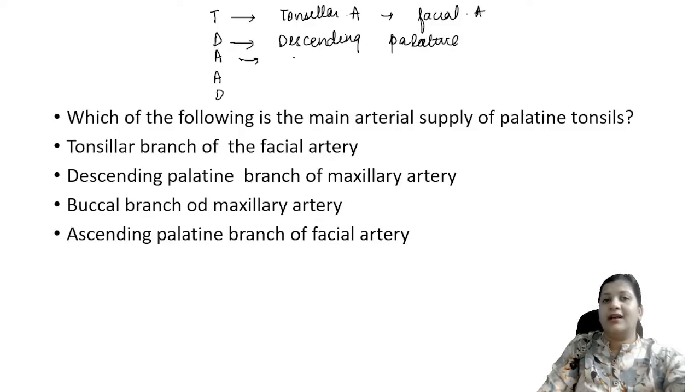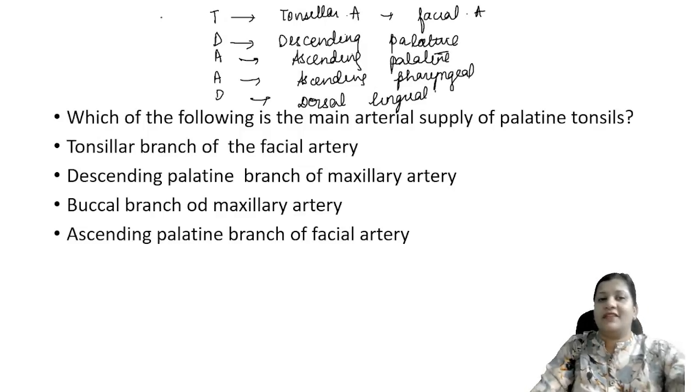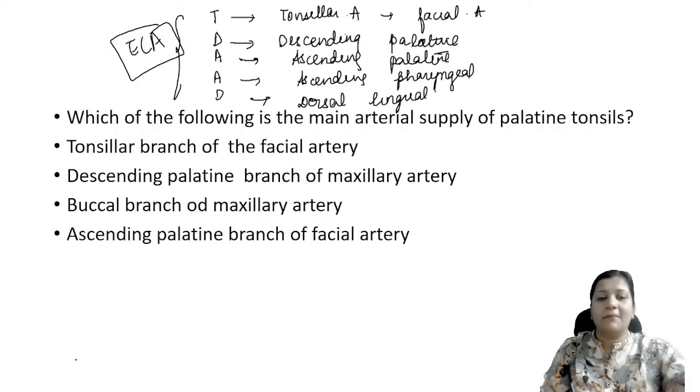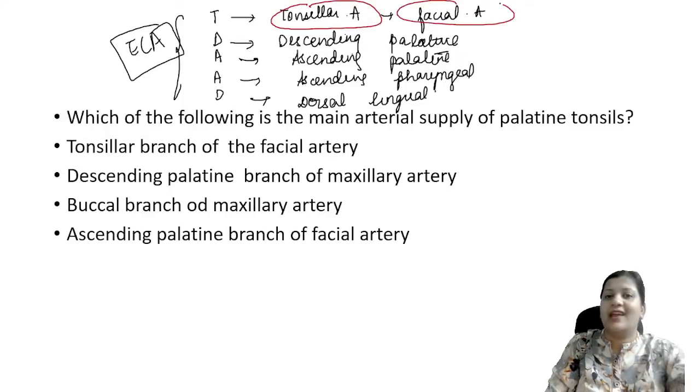A is for ascending palatine. Another A stands for ascending pharyngeal. And the last D is for dorsal lingual branches of the lingual artery. So all of these are branches of your external carotid artery, and the main blood supply to the tonsil is from the tonsillar artery, which is the branch of your facial artery.